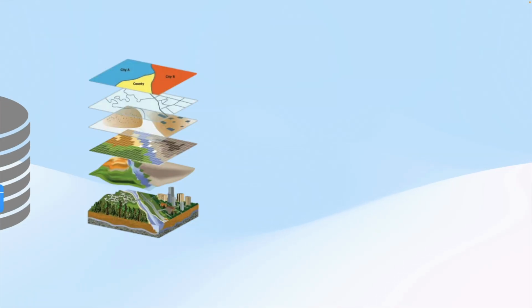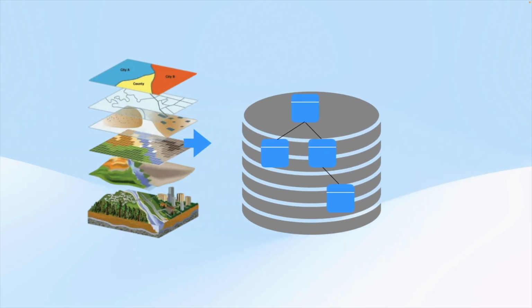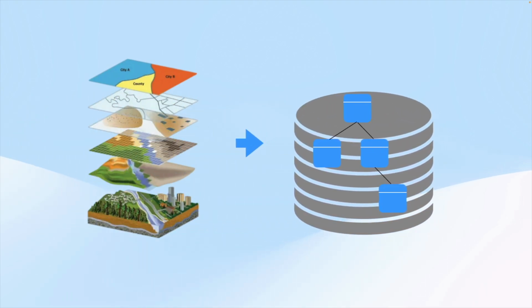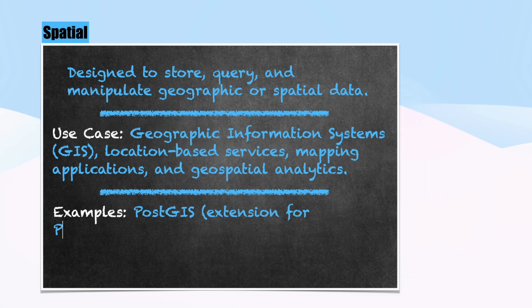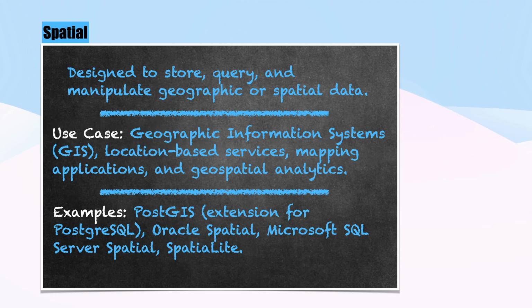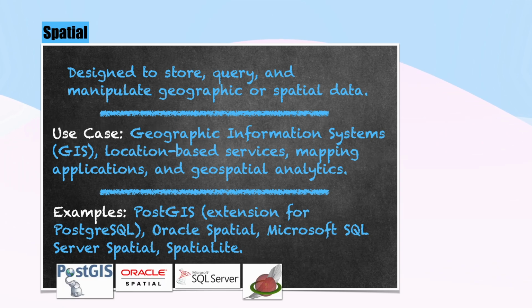So spatial databases are commonly used in geographic information systems, GIS, location-based services, mapping applications, and even geospatial analytics. For example, in a GIS application, spatial databases are used to store layers of geographic data like roads, rivers, and property boundaries. In location-based services, they help power apps that tell you the nearest coffee shop or show you the best route to your destination. Some popular examples of spatial databases include PostGIS, which is an extension for PostgreSQL, Oracle Spatial, Microsoft SQL Server Spatial, and SpatiaLite.